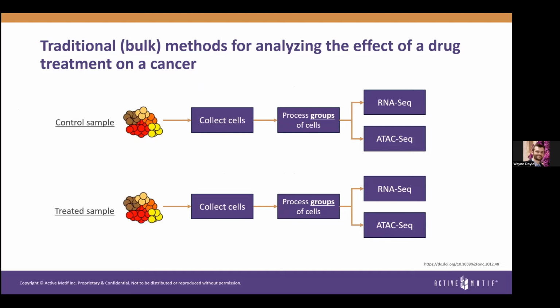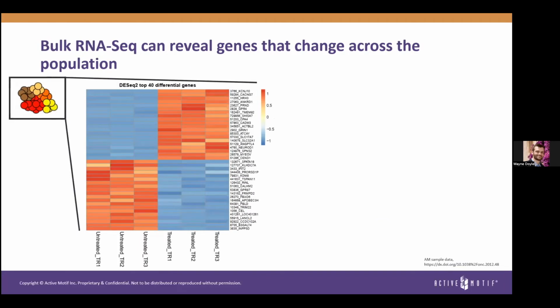This is where the researcher will collect cells, and then the lab will process these as groups of cells. So we're looking, on average, across all cells, at what the gene expression is using RNA sequencing, or what the chromatin accessibility is using ATAC sequencing. We do this for the control samples, and then we also do this for the treated samples. And from this, we can get a lot of great information.